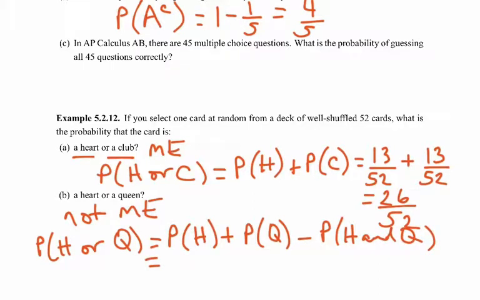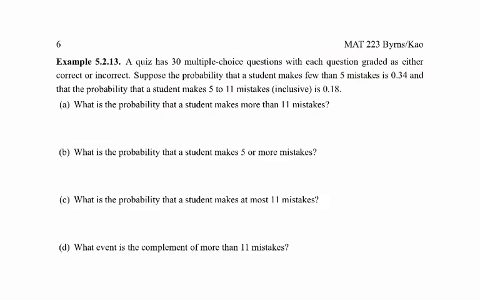So hearts, there are 13 in the deck. Queens, there are 4 in the deck, so I'm adding those together. Minus, there's one card that is both a heart and a queen, so we're going to subtract that. So when we put these together, this puts me at 16 over 52 for my probability.